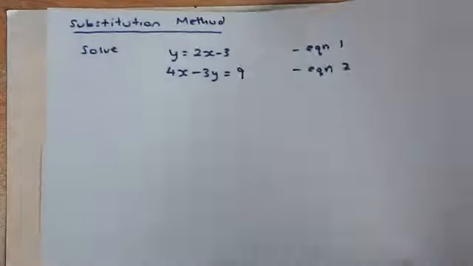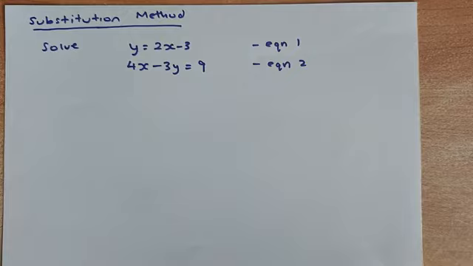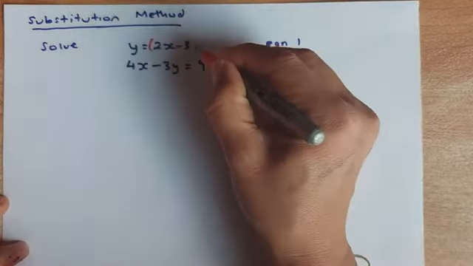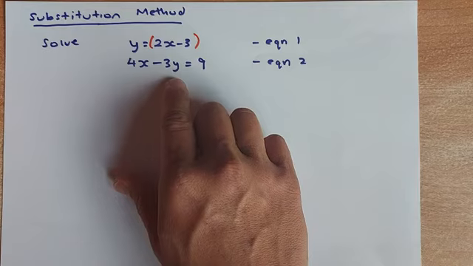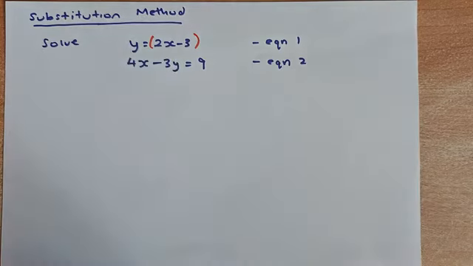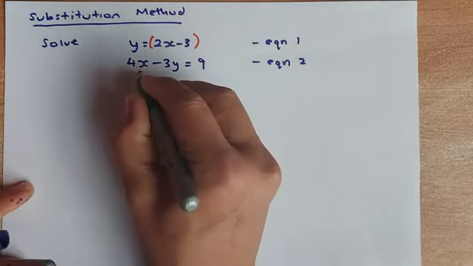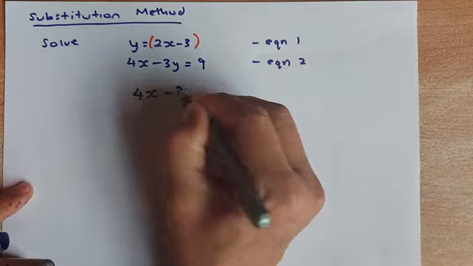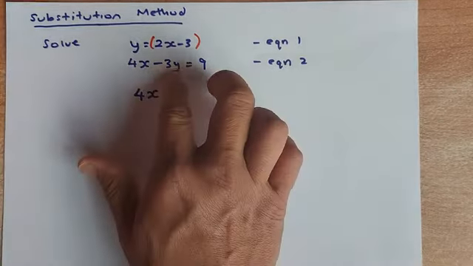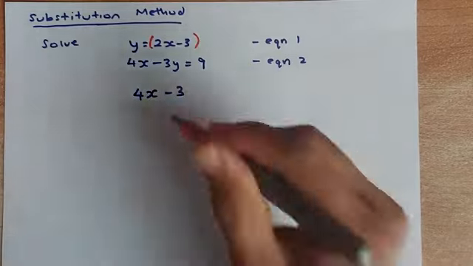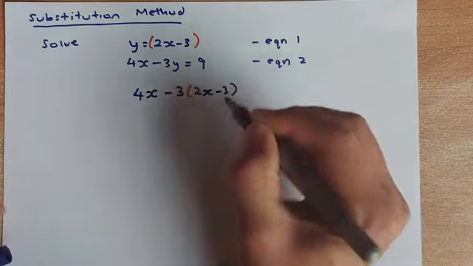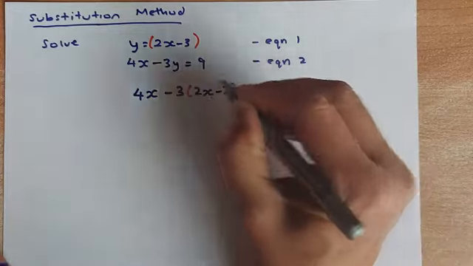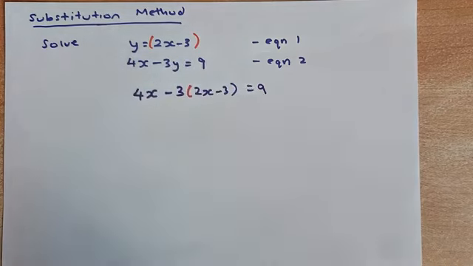Okay, the next method we're going to do is called the substitution method. Substitution method is slightly different. You are given y is equal to 2x minus 3. Now what happens is that whenever you see a y, you're going to replace that y with this equation. So let's work it out now, okay? So now the equation is 4x minus 3y. Instead of y, you're going to replace that y with the equation beforehand. The y is now being replaced by 2x minus 3, and then that is equal to 9. Everything else is the same. You're going to replace that y with 2x minus 3.